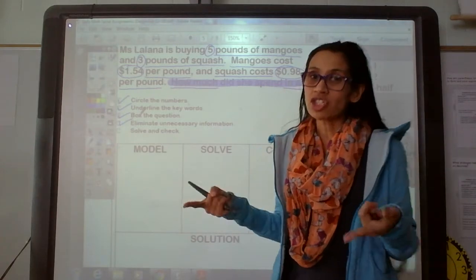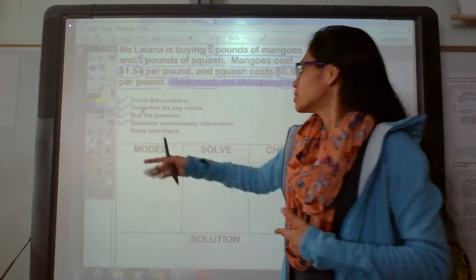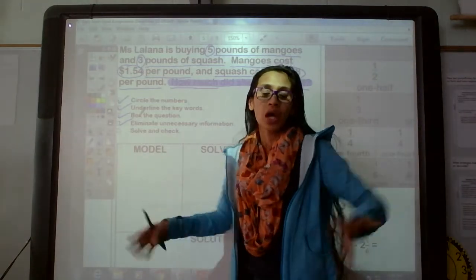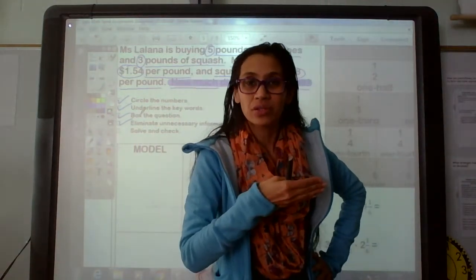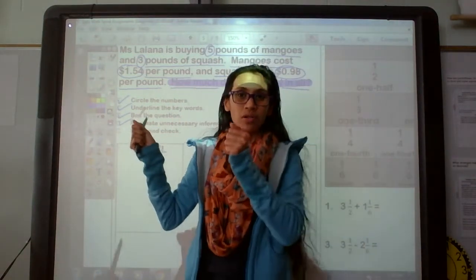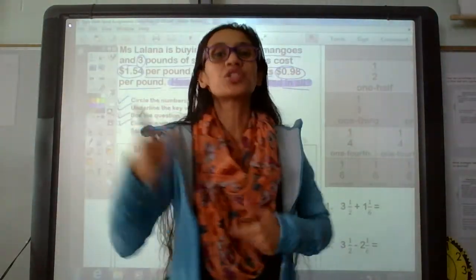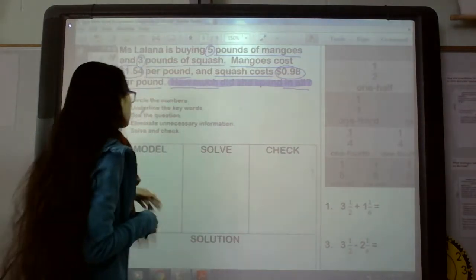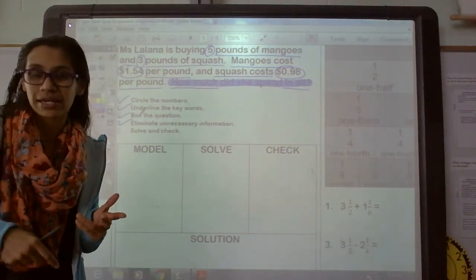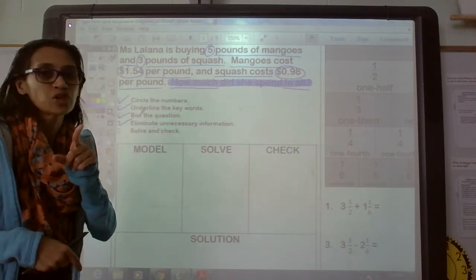Now to solve and check, we are going to follow these steps to model. And model, okay, not that kind of model. Model in math. Although we can walk around, yes, and model our math work or our math numbers. But for this one, we need to draw a picture, a visual representation. So let's start with the 5 pounds of mangoes. I'm not going to draw mangoes.